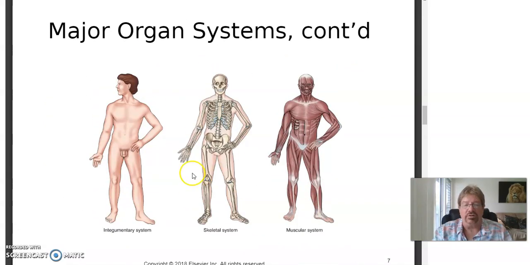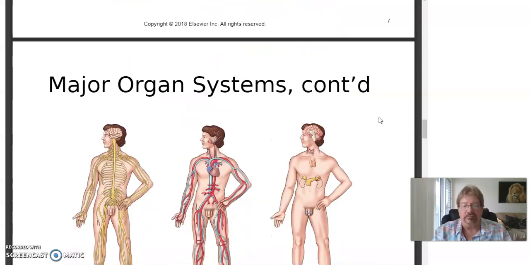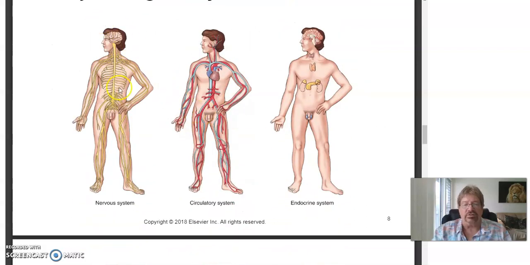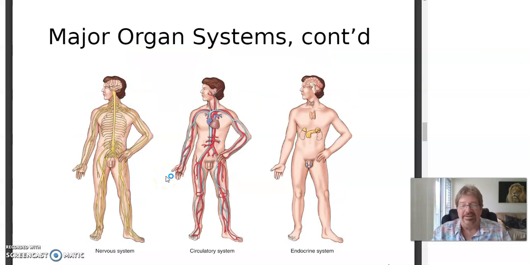Here are just quick drawings. The integumentary system only has one organ, the skin, but it's very complex. Skeletal system, 206 bones. Muscular, over 600 muscles. Nervous system, brain, spinal cord. It's been said that if you removed all the nerves in a person's body, you could see through them. I don't know if that's true or not, but I suspect it is. Circulatory system, heart, arteries, capillaries and veins.